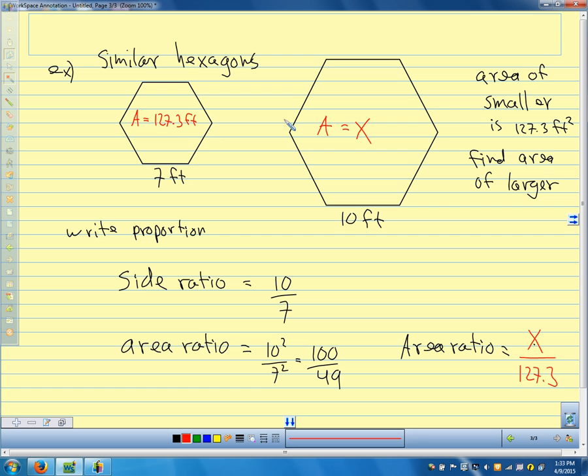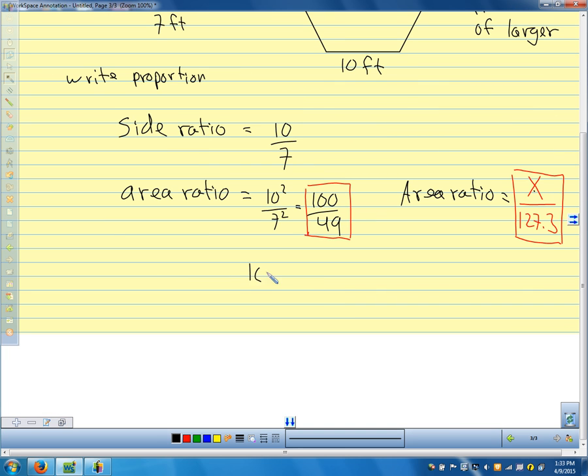Well, there's another area ratio. There are the area ratios of the same things. So what has to be true about this and this? They have to be the same. They have to equal each other. There's our proportion. 100 over 49 equals x over 127.3.